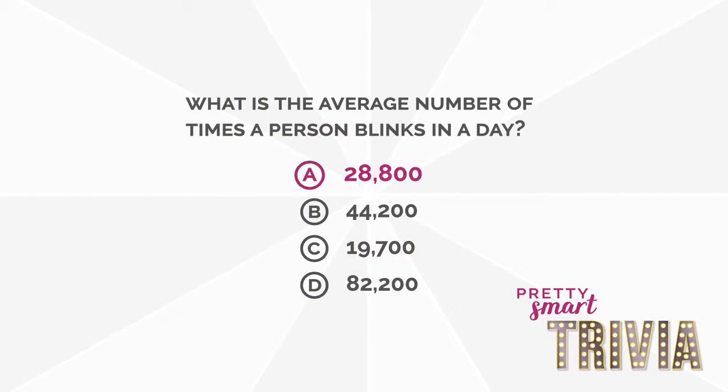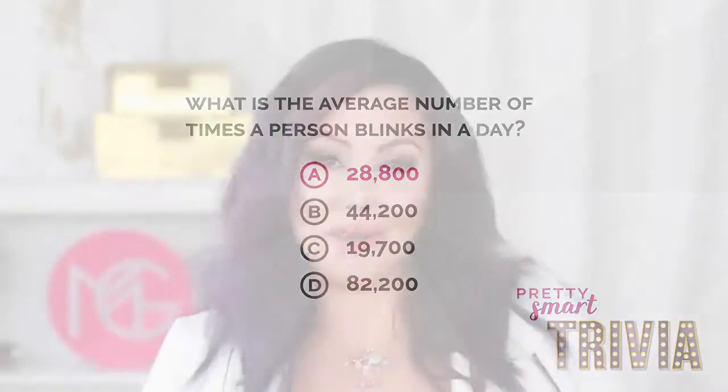Are you guys ready for the answer to our trivia question? You didn't fast forward, did you? Because you don't get a cookie if you did. All right, the answer, drum roll. What is the average number of times a person blinks in the day? It is A, 28,800. How many of you got it right?